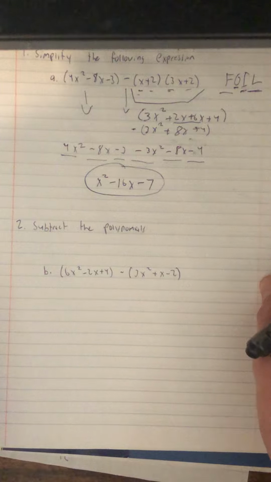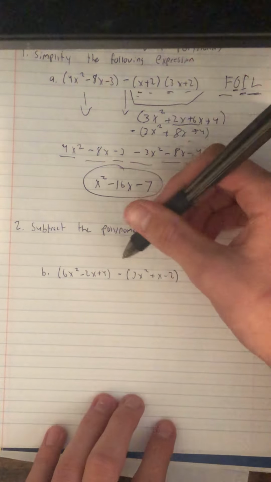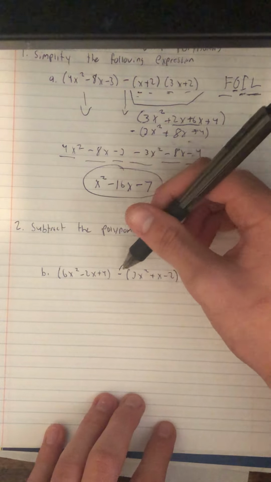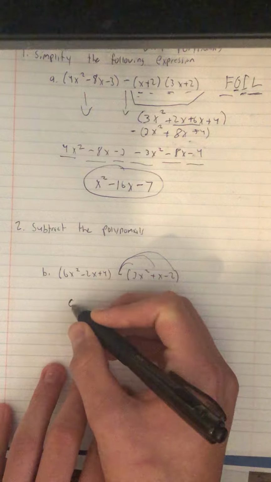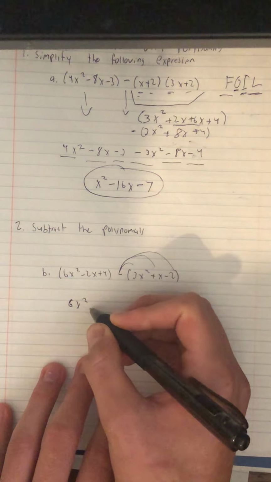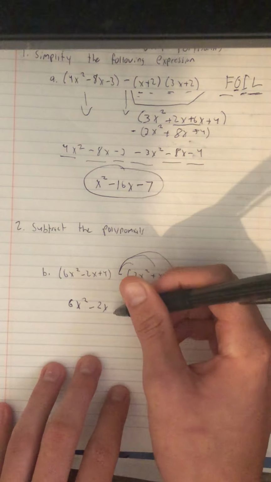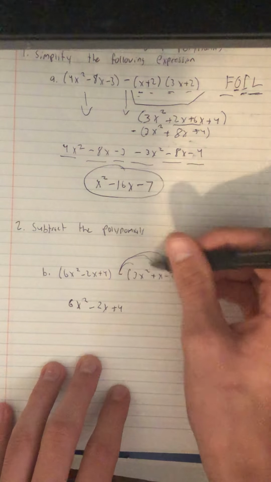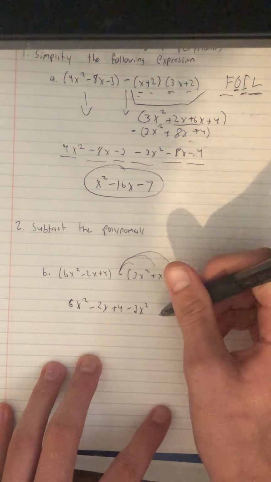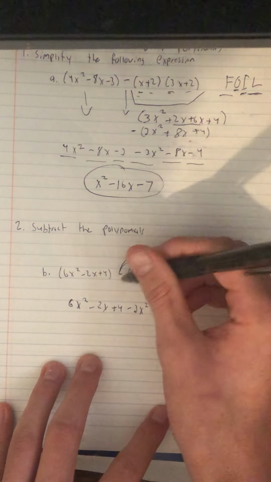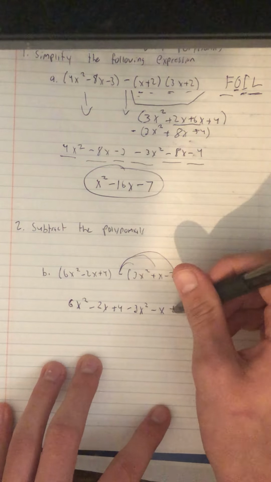Now looking at the second part, we're simply asked to subtract the polynomials. So to do that, we simply just distribute this negative sign like we did in the previous problem. So I'm going to rewrite the 6x squared minus 2x plus 4. Distribute this negative, I'll give you minus 3x squared minus x, and then a negative times the negative is a positive, so then that's going to be plus 2.